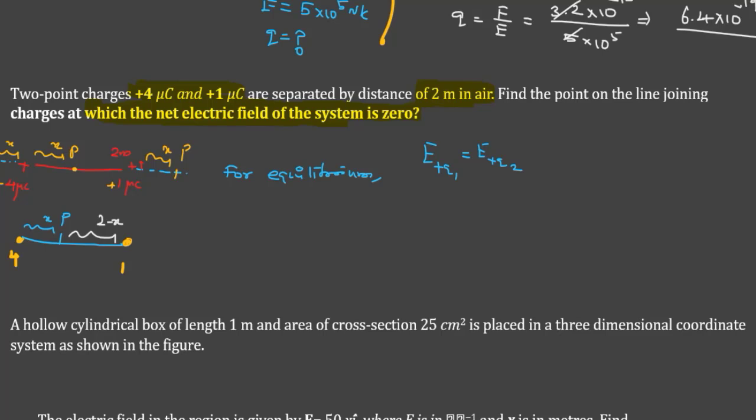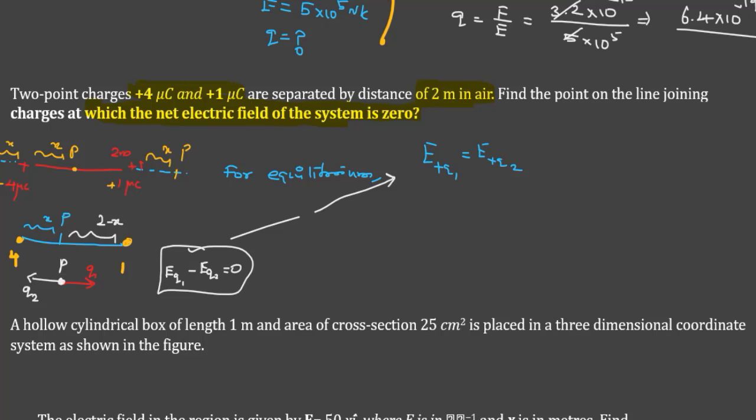Because at this point, the positive charge 4 means the field will go like this. Then this is also a positive charge, so this electric field will go in this direction. So at this point both are in opposite directions, so we have to subtract. For that case only, E1 minus E2 is equal to 0. So based on this only we have taken it like this.